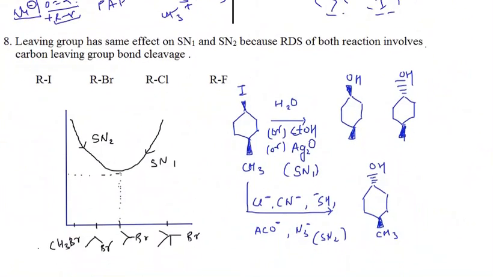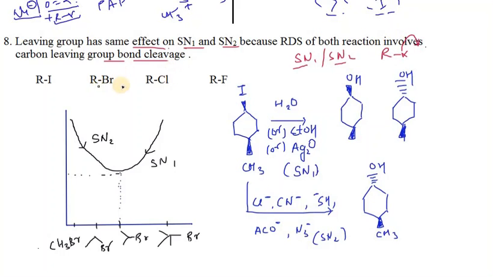Now if you see further the common point, the leaving group has the same effect on SN1 and SN2, because the RDS of both reactions involves carbon leaving group bond cleavage. So what is common between SN1 and SN2? Both are nucleophilic substitution. The leaving group or alkyl halide has the same effect on SN1 and SN2, and it decides how fast the rate is in SN1, and likewise how fast the rate is in SN2.